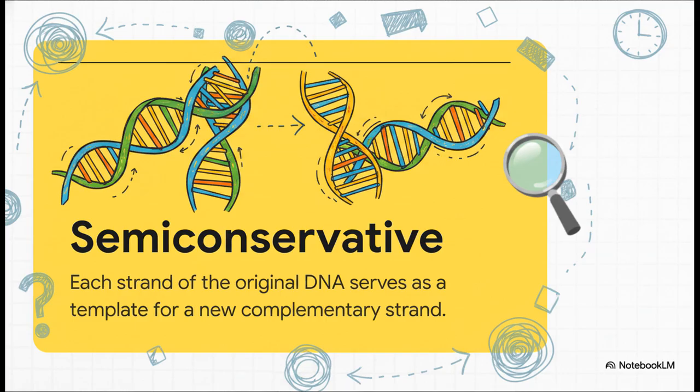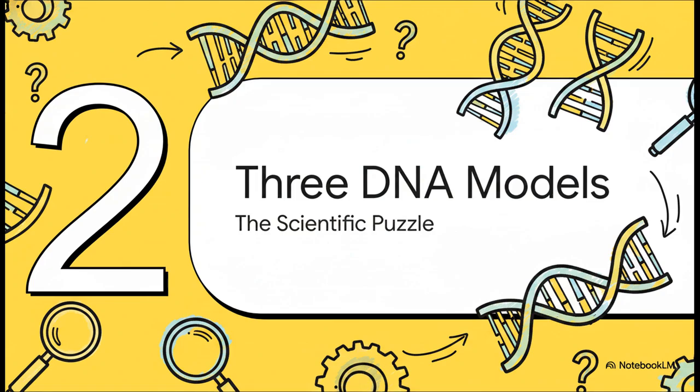But here's the catch. We didn't always know it worked this way. Which perfectly brings us to section 2. 3 competing DNA models, and the great scientific puzzle of the 1950s. You see, after Watson and Crick famously proposed the double helix model for DNA, the scientific community hit a massive roadblock. They knew the shape of DNA, right? But they had absolutely no idea how it actually copied itself.